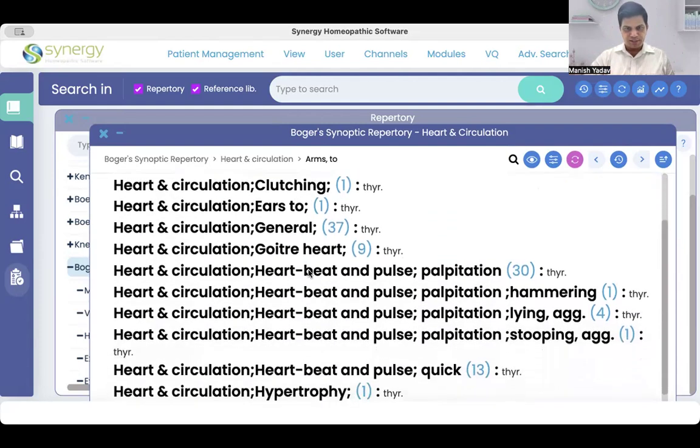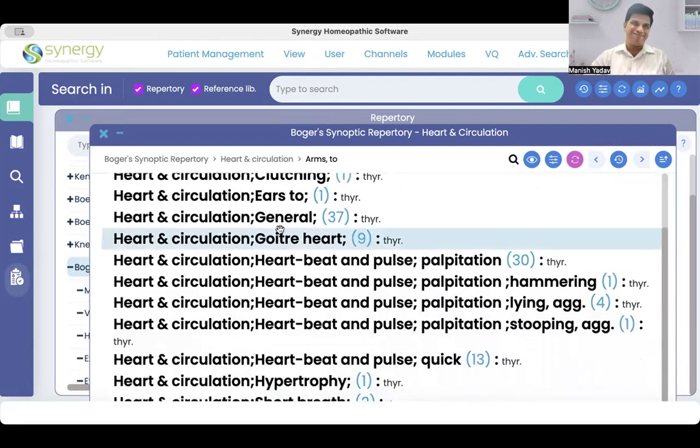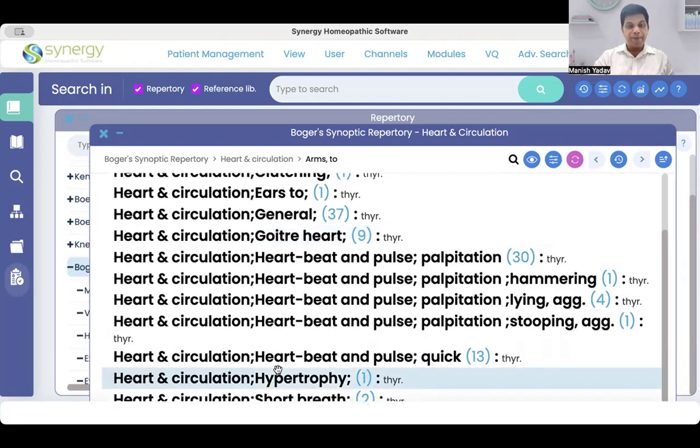Goiter heart. We have alcoholic heart, we have heart problems from so many other reasons, but goiter heart. So a lady comes who has goiter and then has heart trouble. Heart hypertrophy. So heart affection, like we see in psychotic cases, rheumatic cases, heart is very important affection.